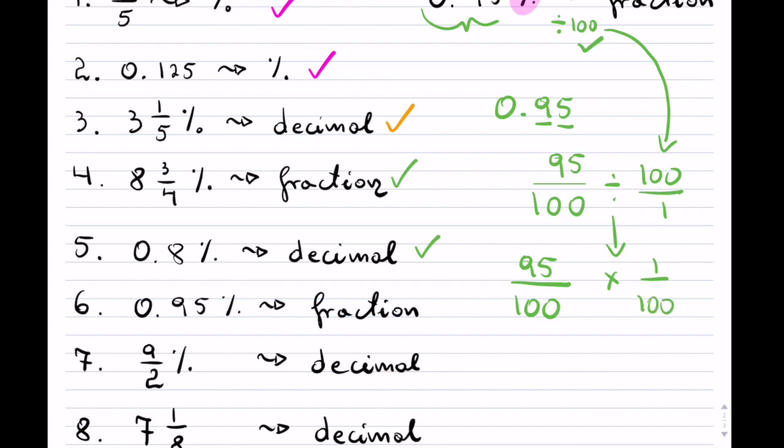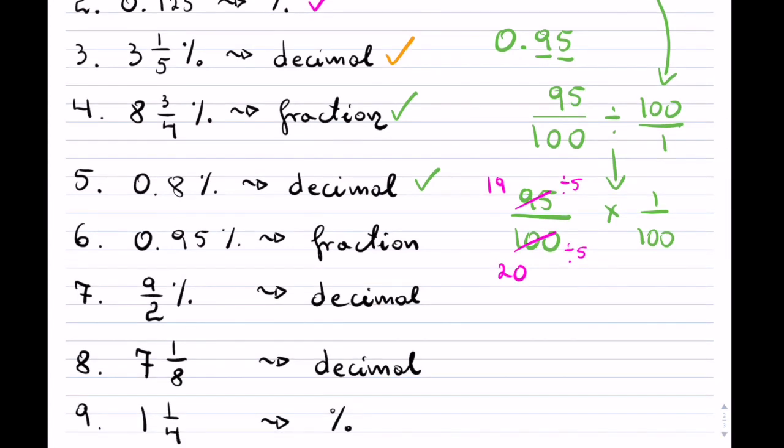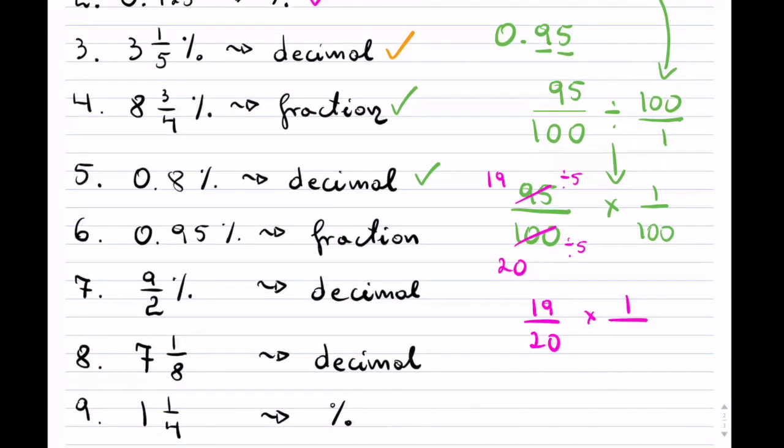Now I am going to reduce first before multiplying because I see 95 and 100, which I can reduce. Both are divisible by 5, so I can divide both by 5. This one will be 20, and you can try this, this one will be 19. So what I have is 19 over 20 multiplied by 1 all over 100, which equals 19 over 20 times 100. And that completes question 6.